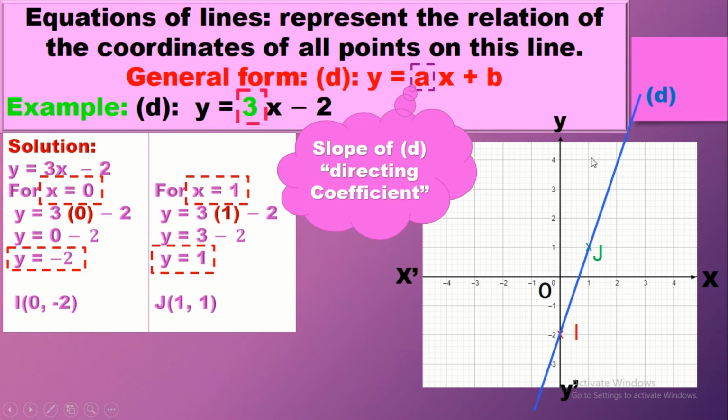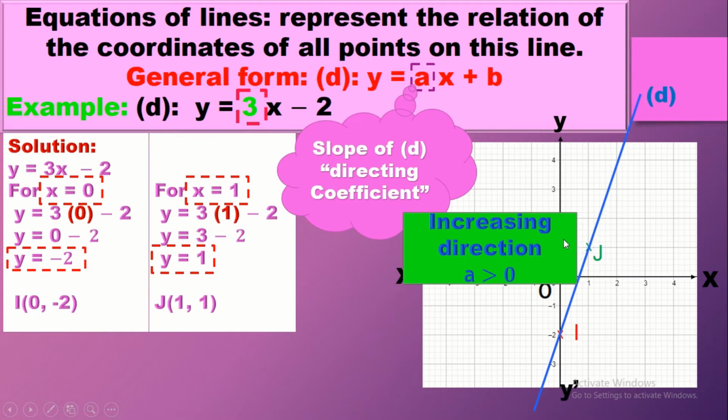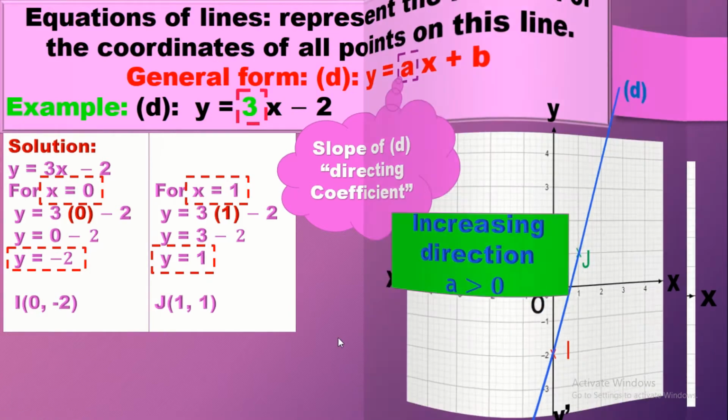Well, as you see here, this line has infinite number of points. However you choose your particular points, when you join them, you will get the same straight line. Well, something else, as you see here, the straight line D is increasing. It's towards upright. Well, why it's in increasing direction? Since its slope is positive. Lines having positive slopes are in an increasing direction. Here, as you see, the slope 3 is positive.